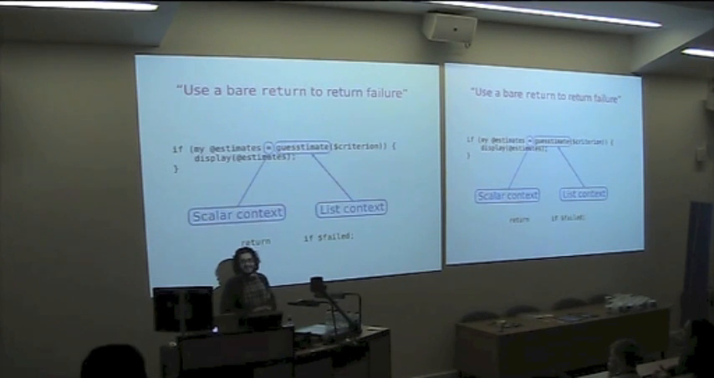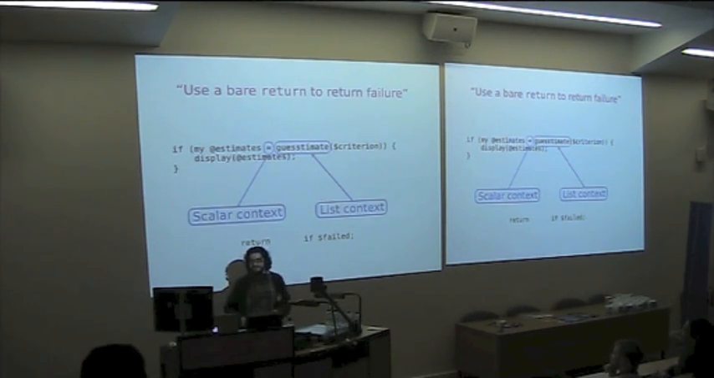On the other hand, if guesstimate simply used bare return, what would change? There'd be no difference in scalar context, because bare return does the same thing as return undef in scalar context. But in list context, it returns an empty list, and that would make the list assignment in the if do just what you wanted.